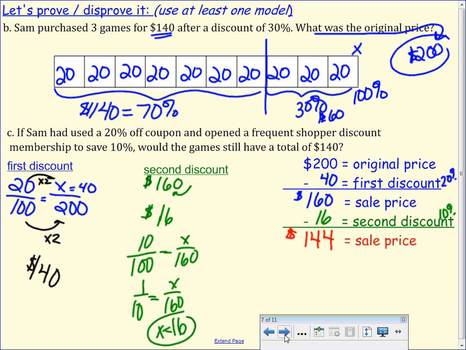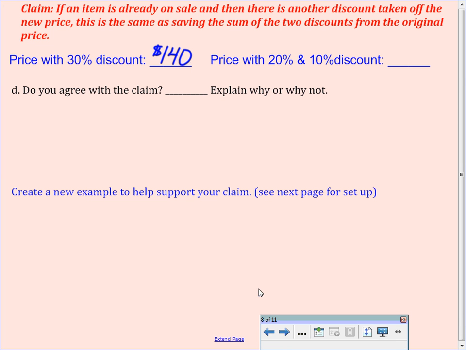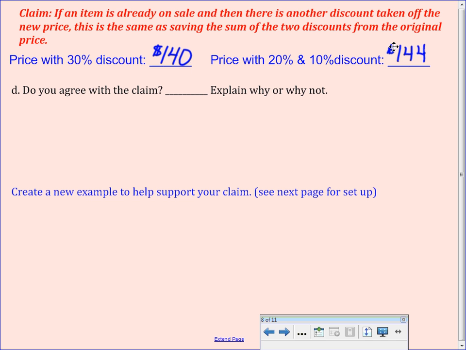All right, now let's use both pieces of information to prove or disprove the claim. So the price with the 30% discount was $140. What was the price with the 20% and then the 10%? So, was the claim correct that when the item is already on sale and then another discount, that it's the same as the sum of the 2 discounts? Is that true? No. No. So let's explain why or why not.